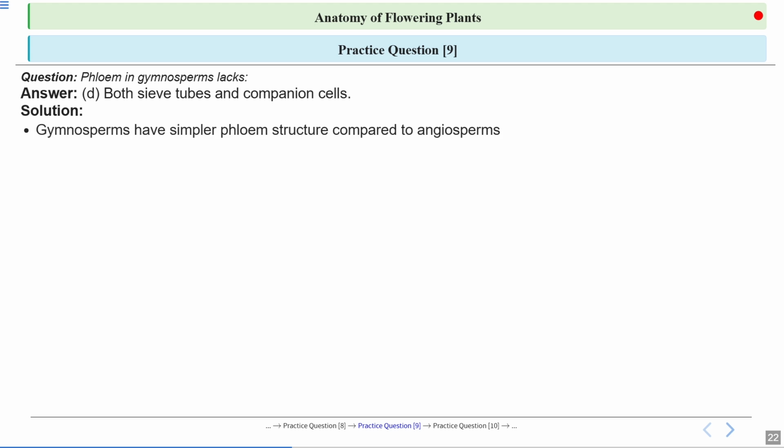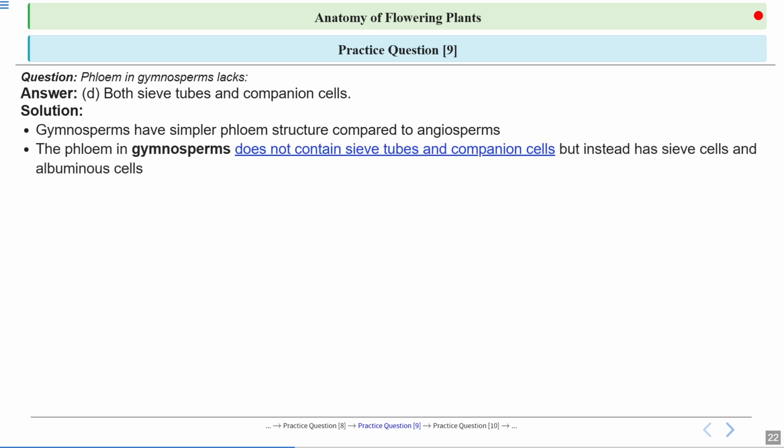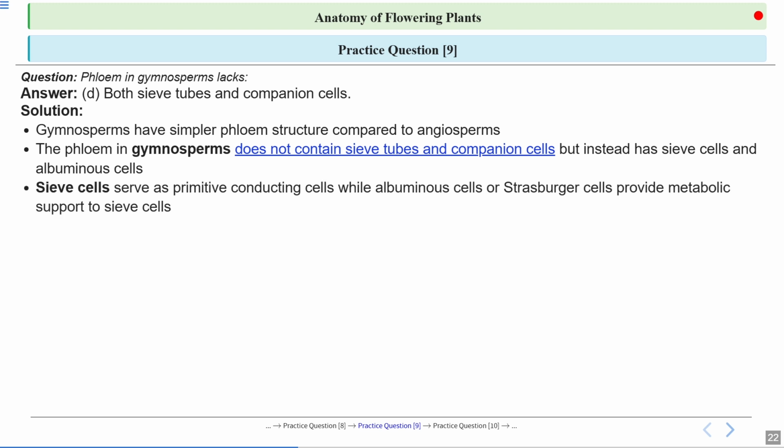Gymnosperms have a simpler phloem structure as compared to angiosperms, right? The phloem in gymnosperm does not contain sieve tubes and companion cells, but instead sieve cells and albuminous cells. They have sieve cells. They do not have sieve tube cells. Very clear. Sieve tube and companion cell absent. Instead they have sieve cells and albuminous cells. Sieve cells serve as primitive conducting cells, while the albuminous cells, or Strasburger cells, provide metabolic support to the sieve cells.